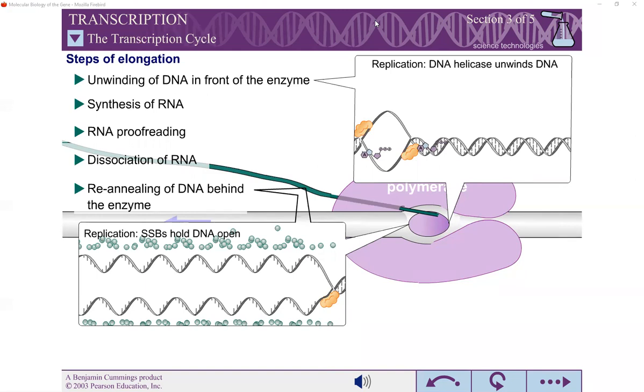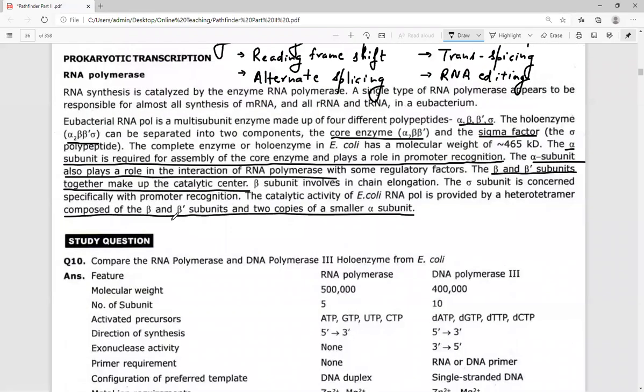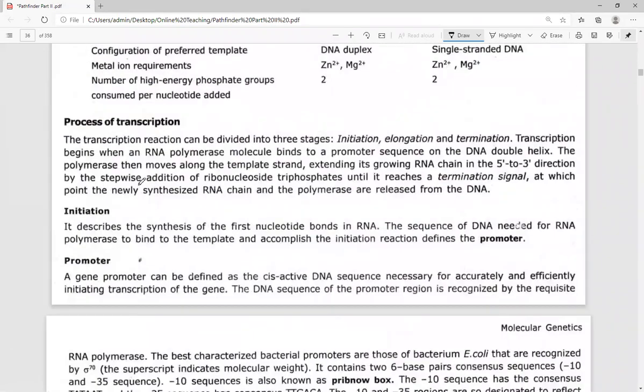Okay, so just looking here at Pathfinder, this is RNA polymerase. Now, the process of transcription, as I told you, can be divided into three stages: the initiation, elongation, as well as the termination. These are the three different stages in which transcription can be effectively divided.